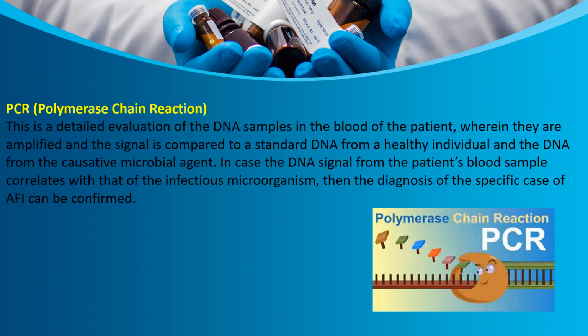Polymerase chain reaction. This is a detailed evaluation of the DNA samples in the blood of a patient, wherein they are amplified and the signal is compared to a standard DNA from a healthy individual and DNA from the causative microbial agent. In case the DNA signal from the patient blood sample correlates with that of the infected microorganism, then a diagnosis of the specific case of acute febrile illness can be confirmed.